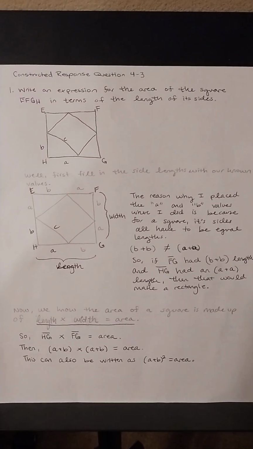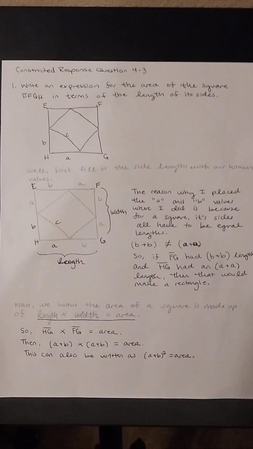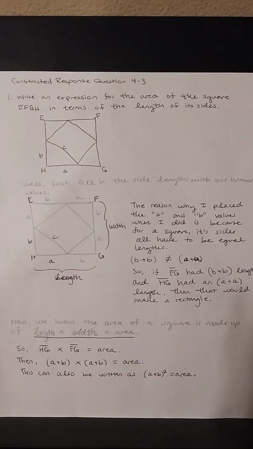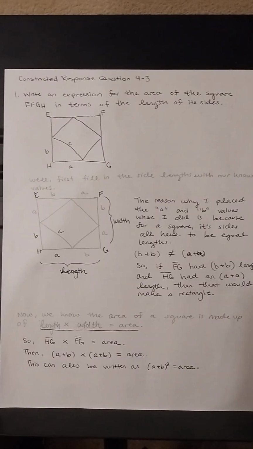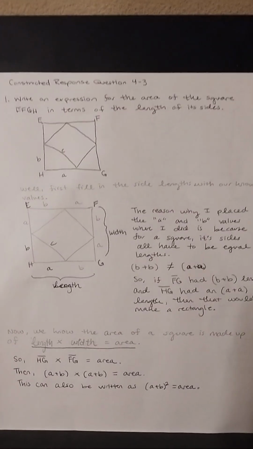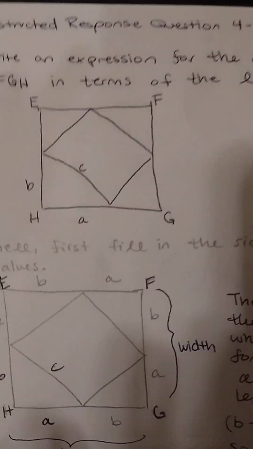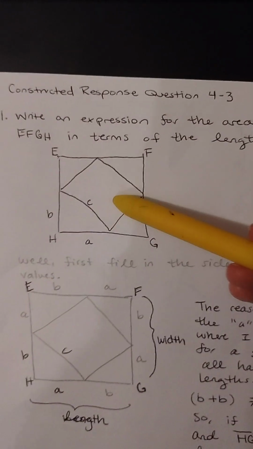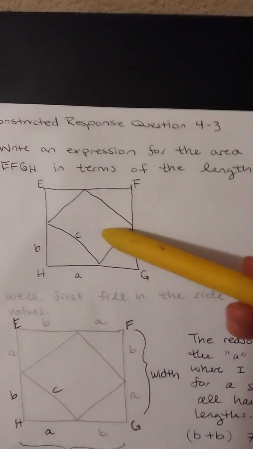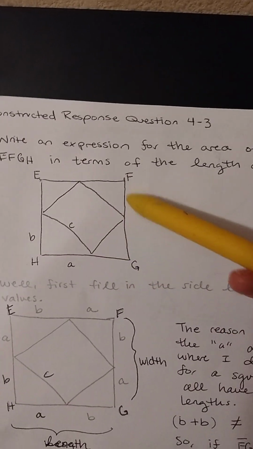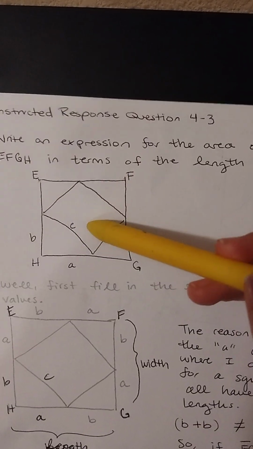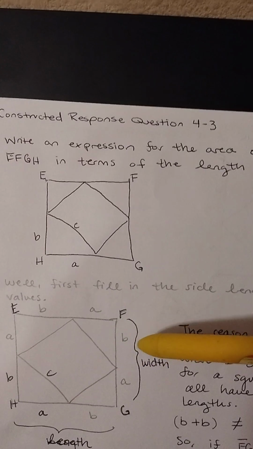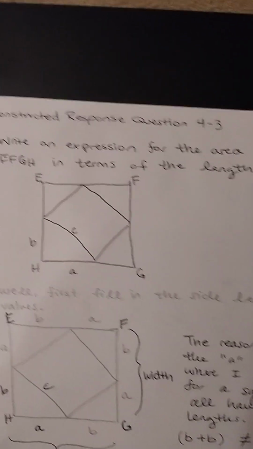Hello, class. I chose to construct the response for question 4-3, which says to write an expression for the area of the square EFGH in terms of the length of its sides. So this is what I was given in this picture right here. And we know from what was stated that this is a square and there's a square within a square, and all these triangles are right triangles that are congruent.